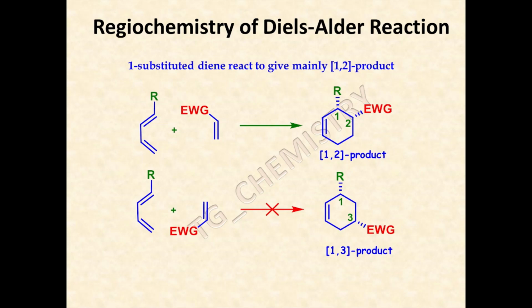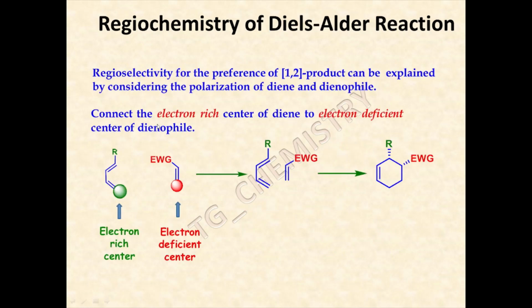So this is the regiochemical outcome of the Diels-Alder reaction when the diene has an electron donating group at one position. Whatever the dienophile is, which will have the electron withdrawing group, the orientation of the dienophile has to be that way, not this one. So the 1,2 product will be formed. This is the regiochemistry for the Diels-Alder reaction with a one substituted diene system. Now we will see more of the regiochemical outcome and how these systems work.